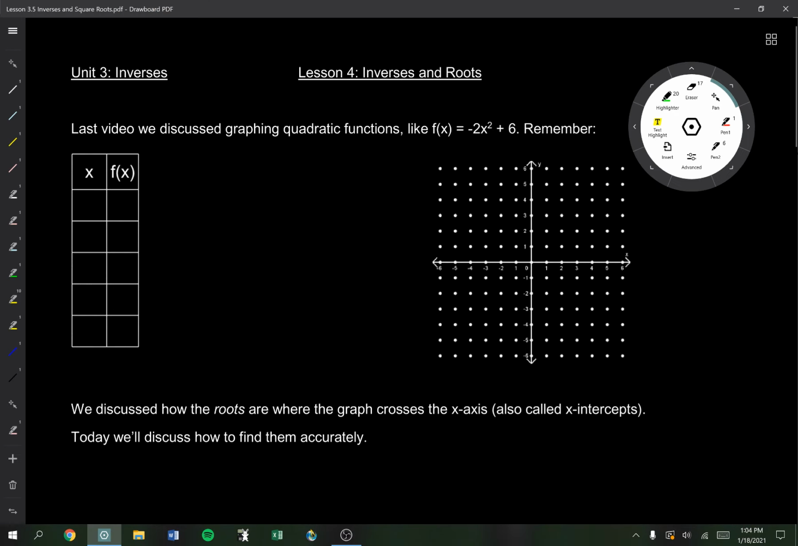Okay, so we've got a pretty big one here. Today we're going to talk about inverses and roots.